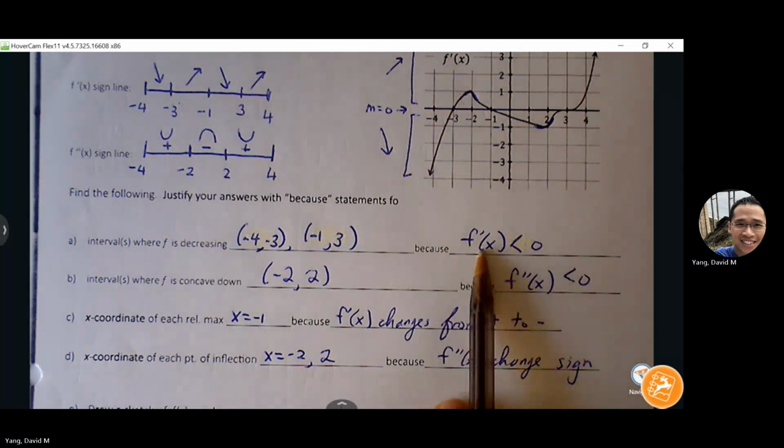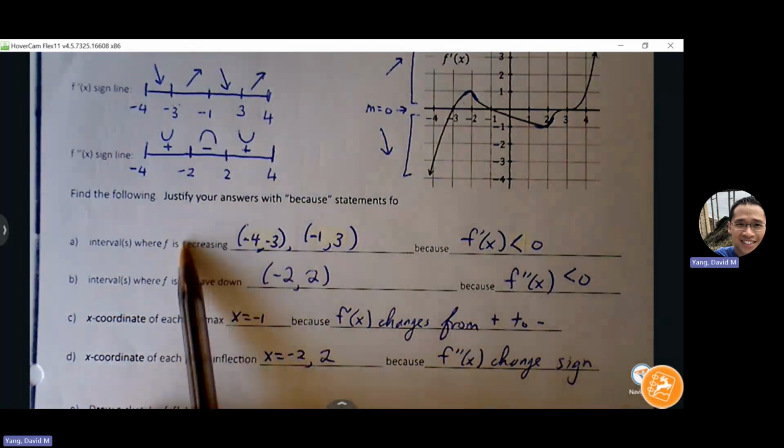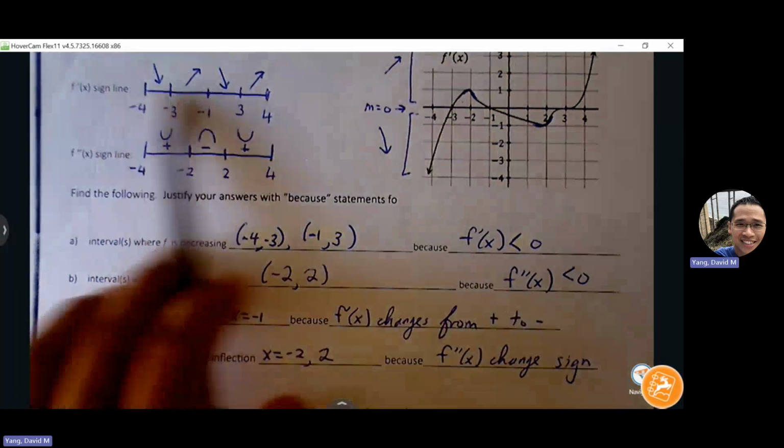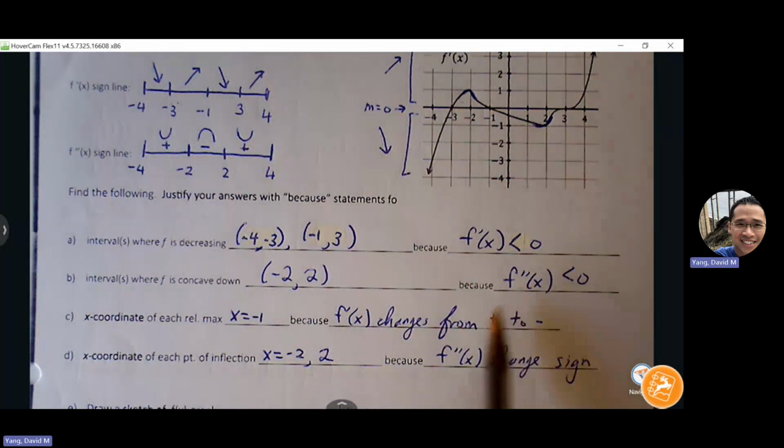Okay. And then your intervals and everything are going to come from your concavity sign line and your F prime sign line. And then make sure that you're writing out your because statements.